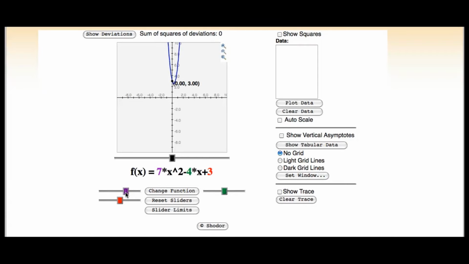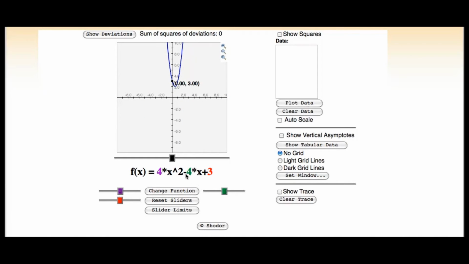Now we started at 4. So what if we moved it all the way to the negative? Now notice that when it's a negative number, it seems like the width of the parabola is bigger again, but because of that negative, the parabola becomes upside down. So we're going to bring it back to the original number we had.